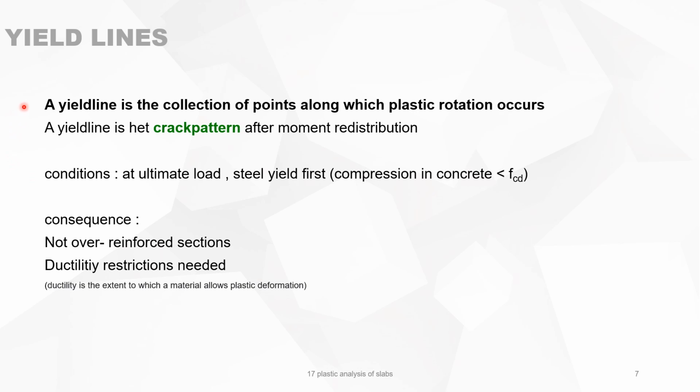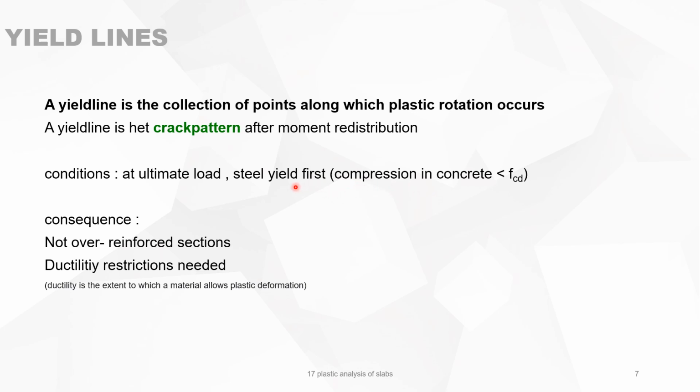A yield line is the collection of points along which plastic rotation occurs. You can say that a yield line is in fact more or less a crack pattern after moment redistribution. But there are conditions. At the ultimate load, the steel must first yield, so the compression in the concrete must always be smaller than fcd. So first the steel must yield and the rupture must occur while the concrete is crushed.